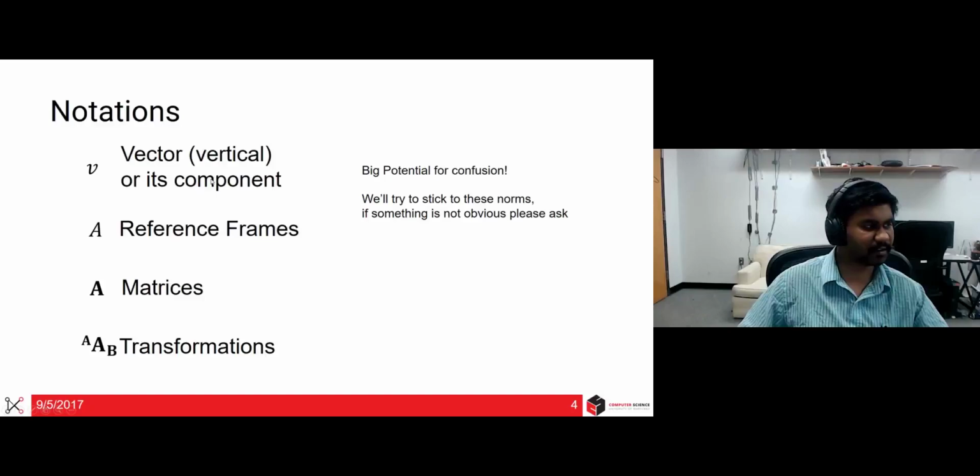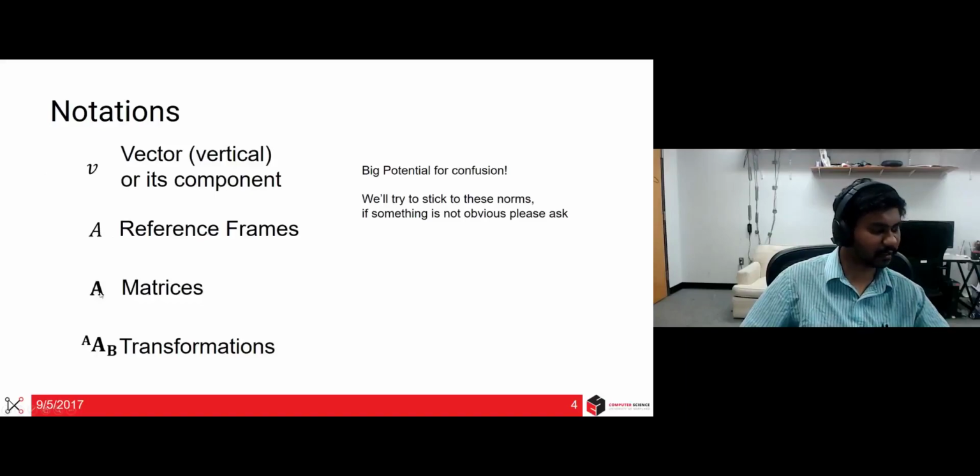So one more formulation which we'll follow in this class is that a vector is vertical. Some places in machine learning use a horizontal vector. In this course, we try to stick to a vector being a vertical thing. And any capital letter which is italics will refer to a reference frame. Why is this italics? Because this is generally what is followed in the textbooks in robotics.